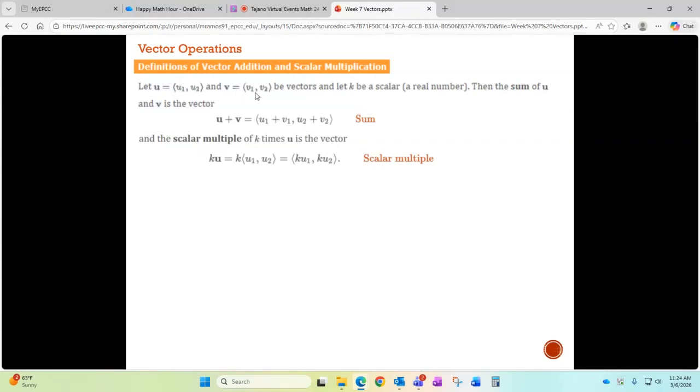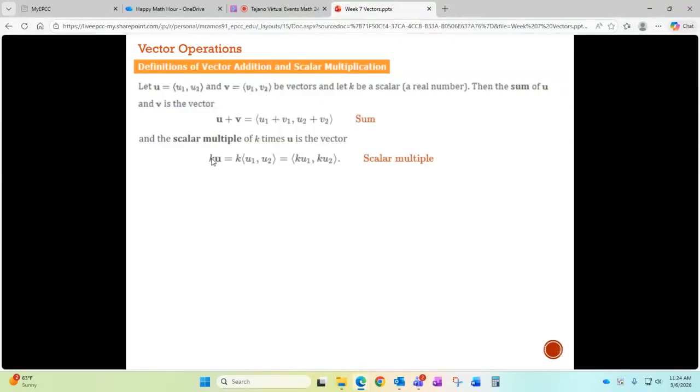So we have a u and a v vector right here, so u will be u1, u2, v is v1, v2. And let k be a scalar, just a number, right? So here are the definitions. When you want to add two vectors, you're going to add the first components of each one, so u1 plus v1 get added, and then you're going to add u2 and v2 together, okay?